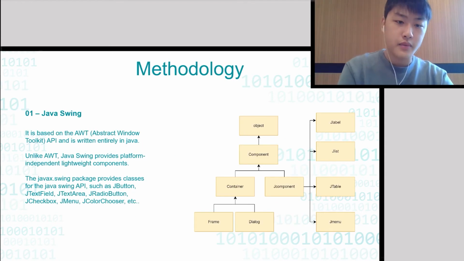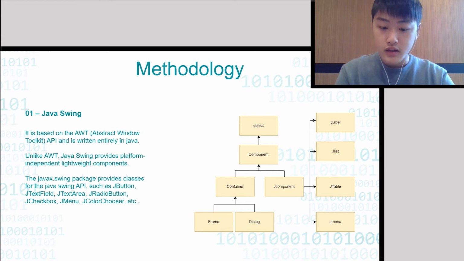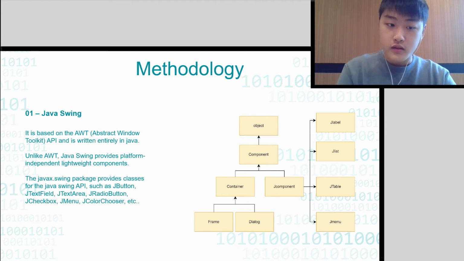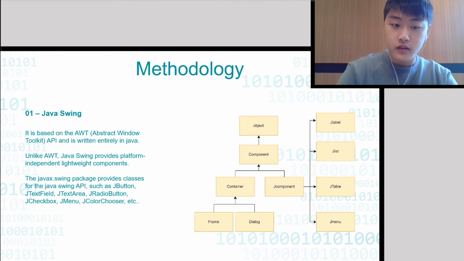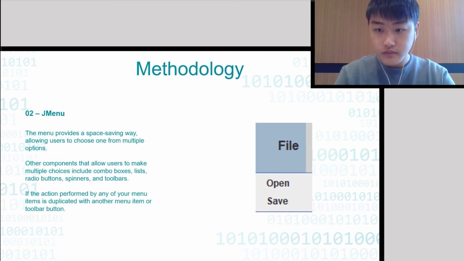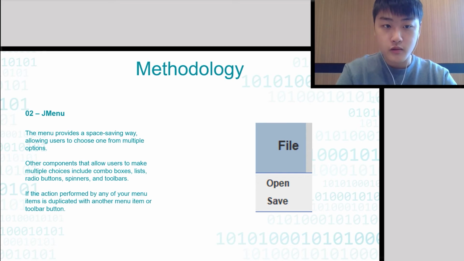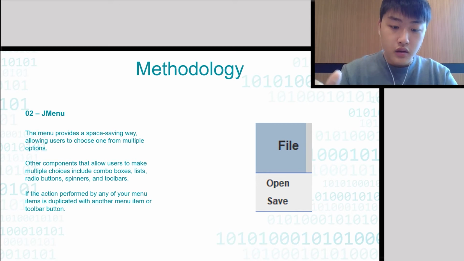So first is Java Swing. Java Swing is a package that provides classes for the Java Swing API, such as JButton, JTextField, JTextArea, JMenu, and JColorChooser. First is JMenu. JMenu provides the options that you can choose. In this case, we use open and save to open the txt file and save the txt file.